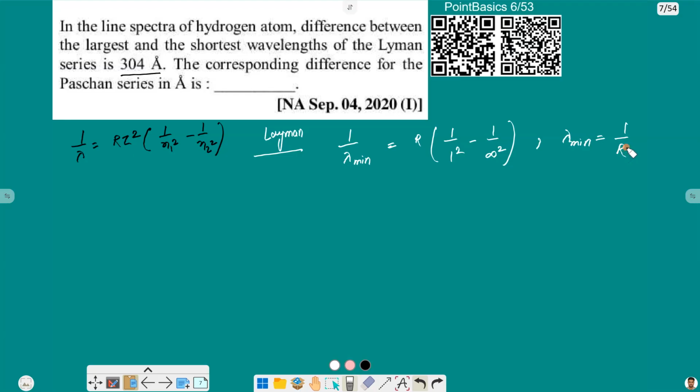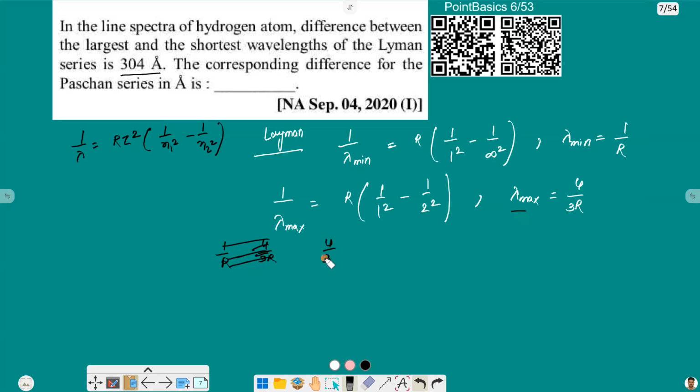Now for the maximum, 1 by lambda maximum. Lambda maximum means minimum energy difference, means both of the levels are nearby. So that will be R times 1 by 1 square minus 1 by 2 square. And from this, lambda max will be equal to 4 by 3R. Now the difference is given to us, so lambda max minus lambda minimum will be there. So 4 by 3R minus 1 by R is equal to 304 angstrom.